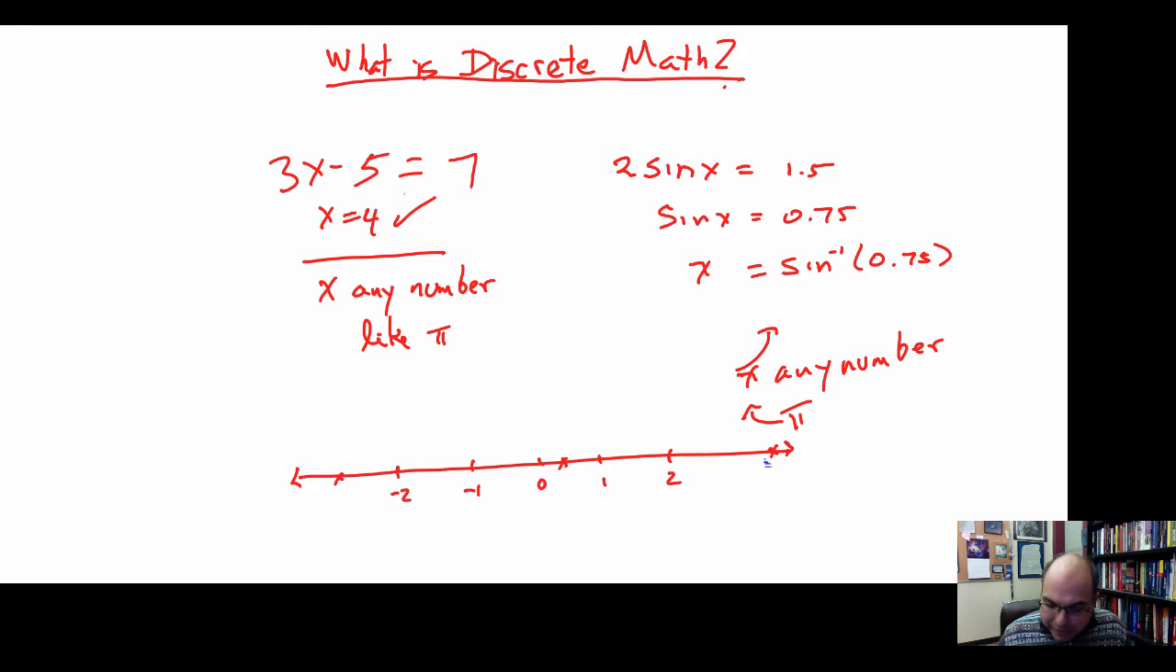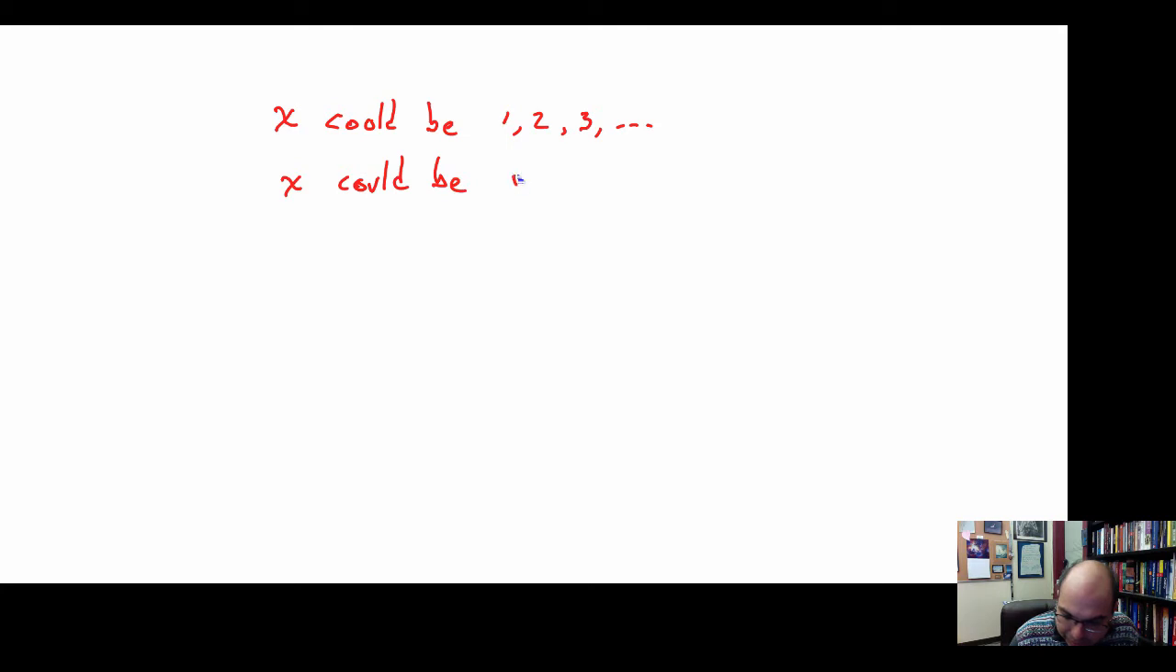In discrete math, this doesn't happen. In discrete math, x can only take on some very distinct values. So for example, x could be 1 or 2 or 3, or any of the other positive integers. Or x might be something like red, green, or blue, so it's one of those 3 colors. That's what a discrete problem is all about. The answers can only be certain things.